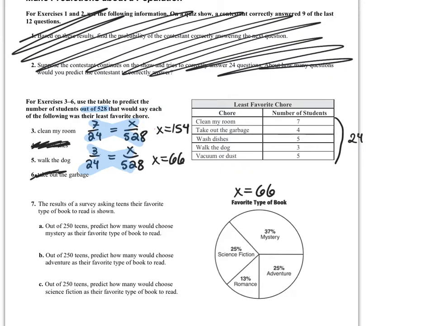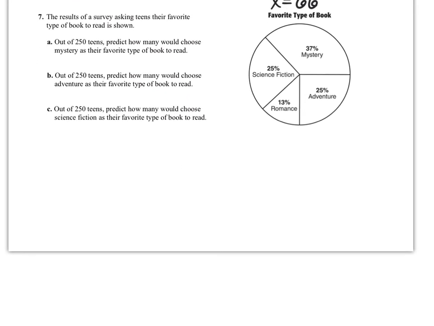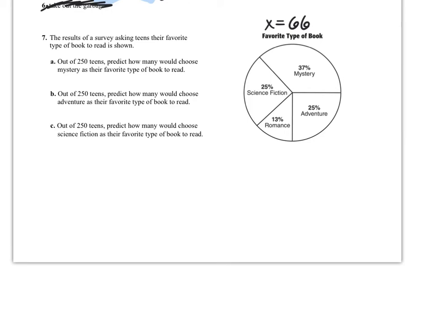Let's take a look. I'm going to skip number 6. Let's take a look down here at our circle graph that talks about favorite types of books. So it tells us that the results of a survey ask teens their favorite type of book, and the results are shown there. So we can see 25% like science fiction, 37% like mystery, 25% like adventure, and 13% like romance. And then our problem asks us, out of 250 teens, predict how many would choose mystery as their favorite type. All right, well, I know that 37% chose mystery.